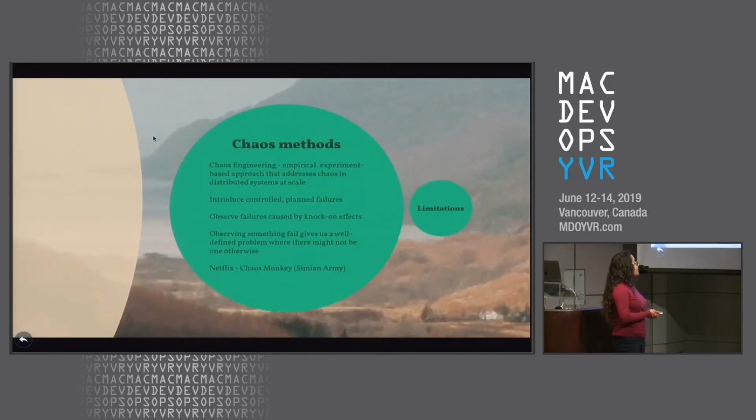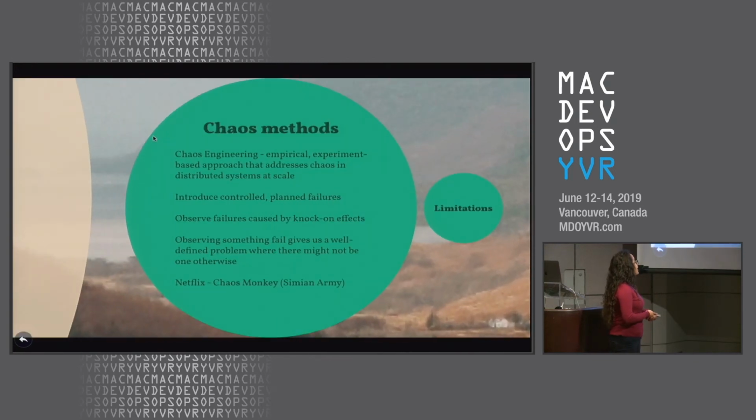Chaos engineering is basically an empirical and experimental approach that addresses chaos in distributed systems at scale. This is something that was popularized by Netflix. They released a tool a couple of years ago called Chaos Monkey, and over a period of time they've open sourced it. They've also open sourced another tool called Simian Army, and Chaos Monkey, as I know it, is a part of Simian Army, or the other way around.